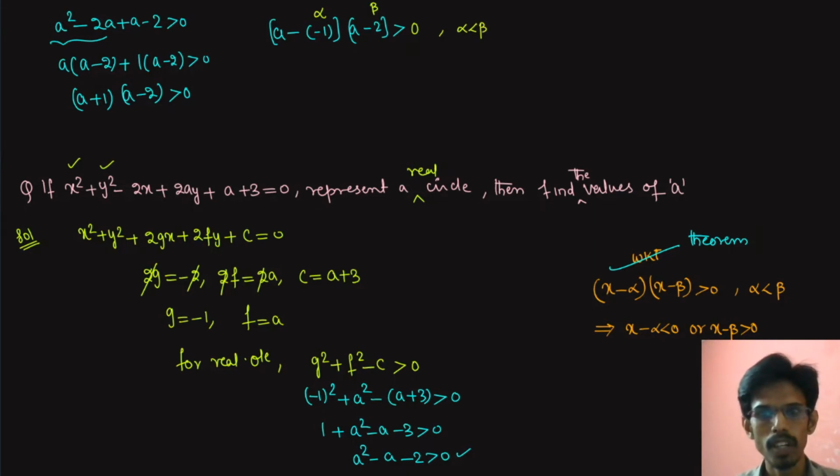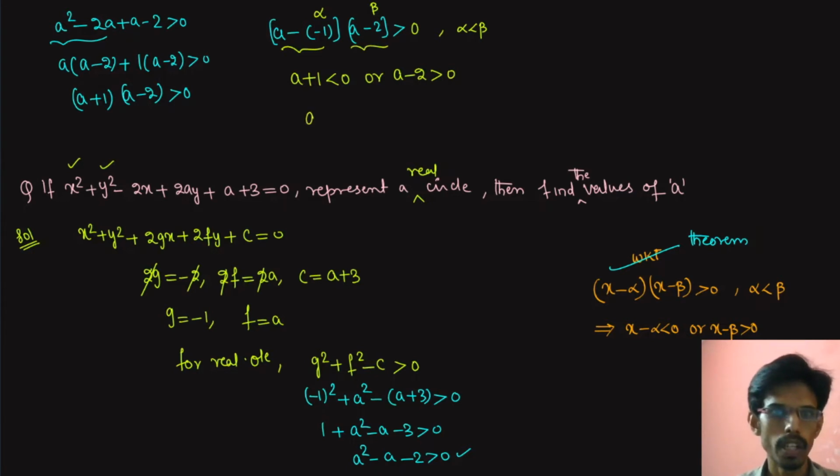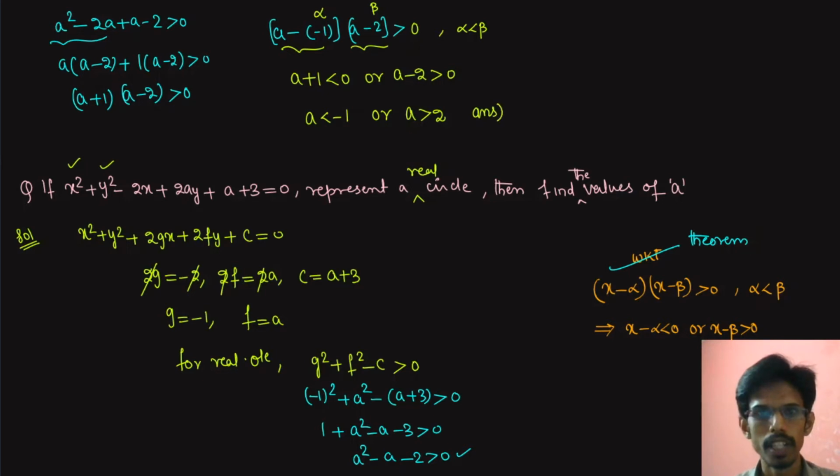X minus alpha should be less than 0, means a plus 1 should be less than 0 or a minus 2 should be greater than 0. This term should be less than 0, this term should be greater than 0. So a must be less than minus 1 or a should be greater than 2. With this condition, the equation will represent a circle. Okay, this is the condition.